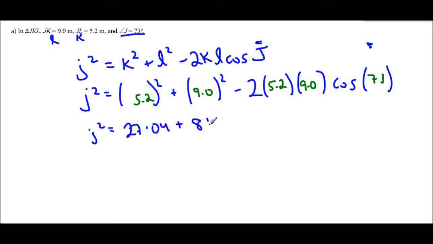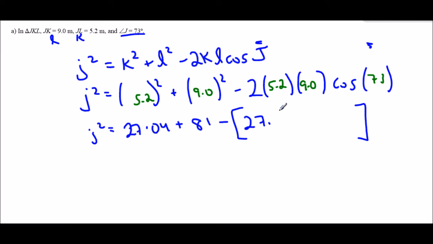9.0 squared is 81. And then this is the way I do it. I leave the minus and then do all of this calculation all at once in my calculator, because it's 2 times 5.2 times 9 times the cosine of 73. So make sure you're comfortable using your calculator, especially when it comes to trigonometry. Some calculators you type in cosine 73, and some calculators you type in 73 cosine. So make sure you know how to properly use your calculator.